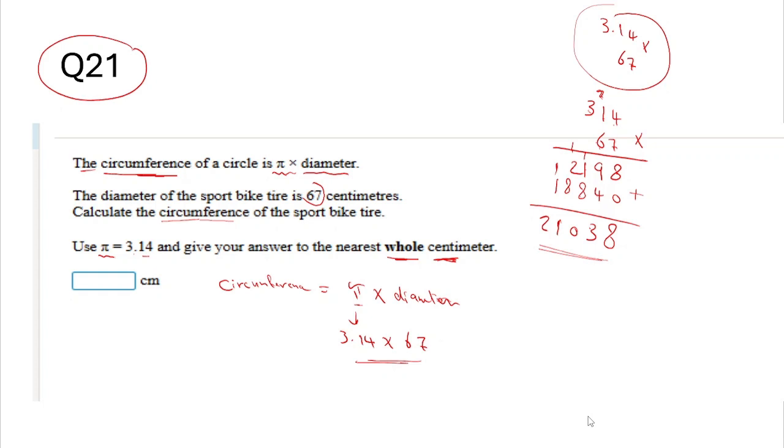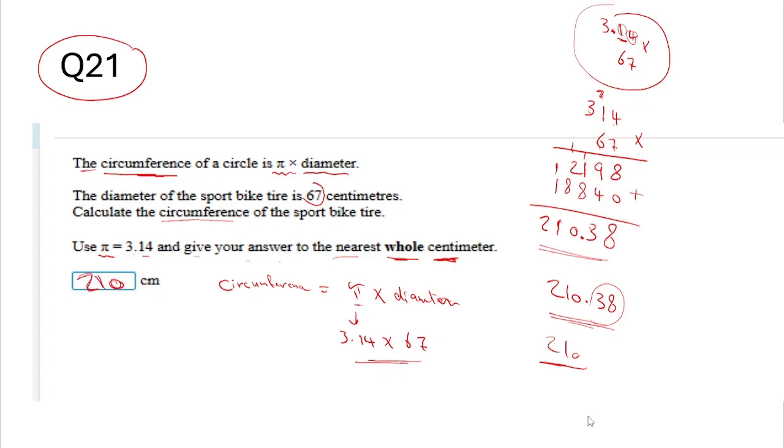Now we have to put the decimal point here. How many digits are there after the decimal? It's 2 digits, right? So we'll put the decimal after 2 digits. So the answer will be 210.38. And it is saying to give your answer to the nearest whole centimeter, so it will be 210.